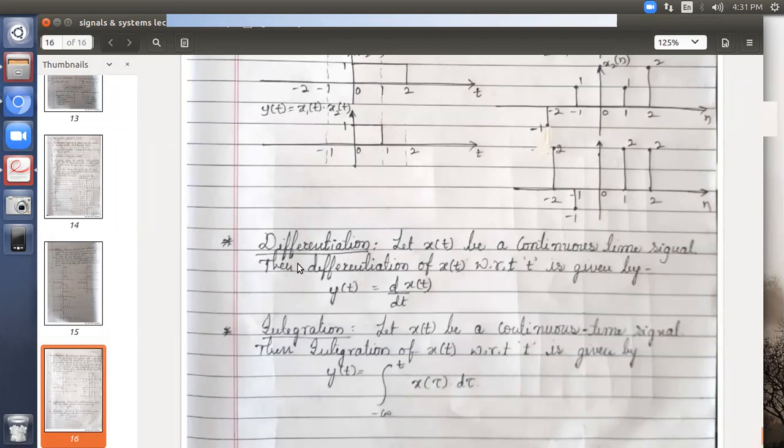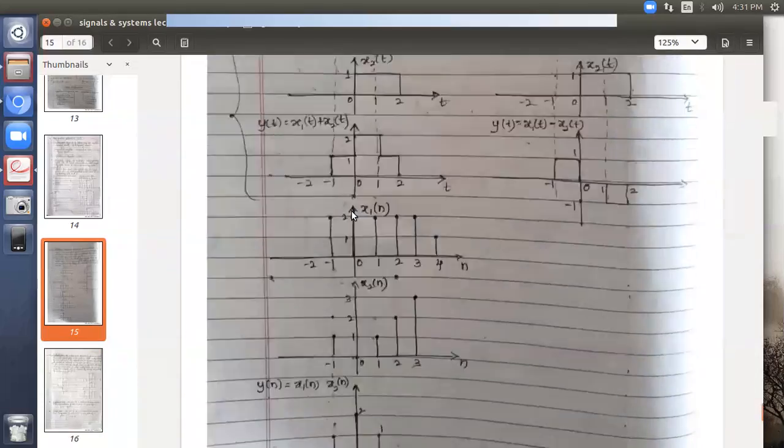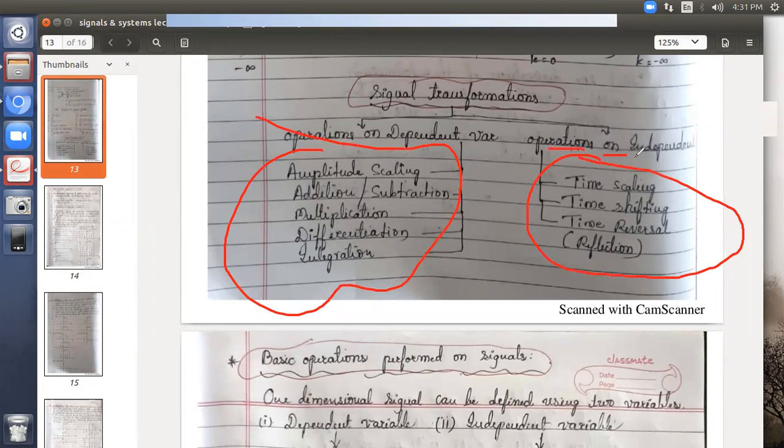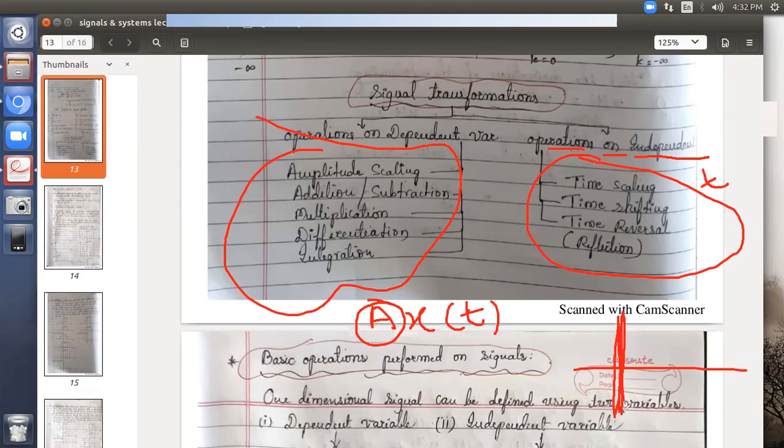In the next session, we will start the second type: operations on the independent variable, that is time here. If this is your signal x of t, till now we were focusing on the amplitude part. If you draw a four-quadrant system, we were focused on the vertical line which represents the amplitude.